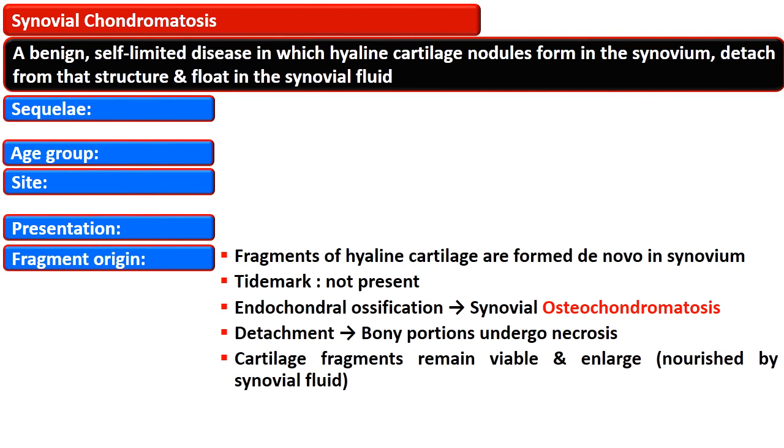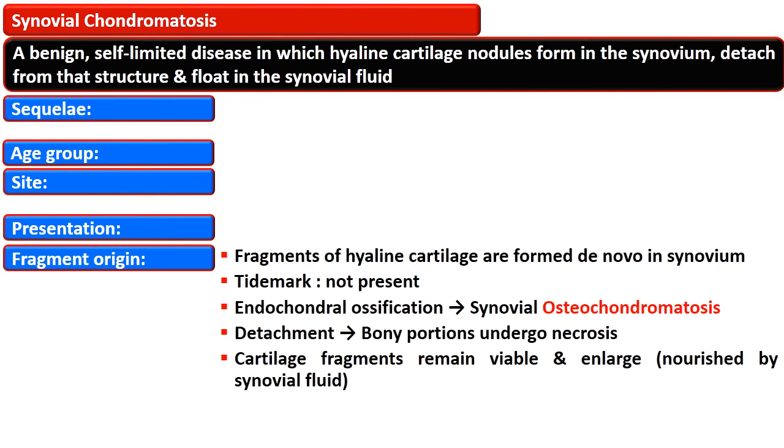We have seen that osteoarthritis is also associated with the presence of cartilage fragments within the joint space, but this entity differs from the cartilage fragments present in osteoarthritis, in that the fragment of hyaline cartilage present in osteochondromatosis is formed within the synovium de novo, and no tide mark is present as it is seen in the cartilage of the joint.